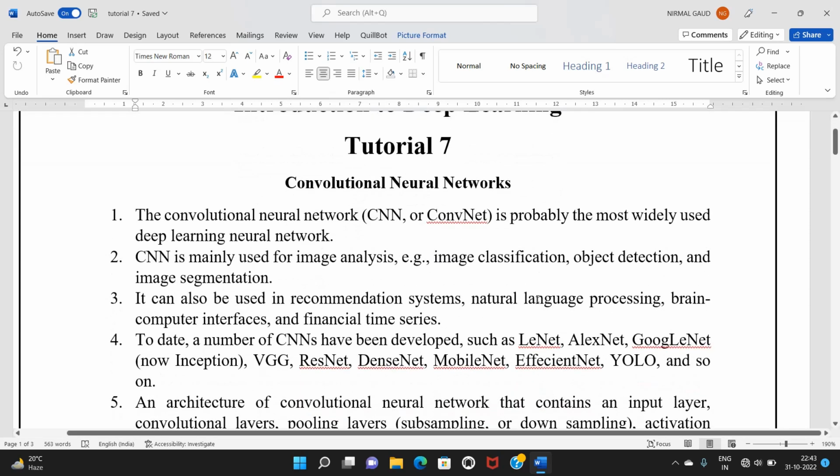However, CNN can also be used in recommendation systems, in natural language processing, brain computer interfaces, financial time series also. Okay, so the use of CNN is having a wide scope. However, the major role of CNN, that is convolution neural network, is in using for the image processing.